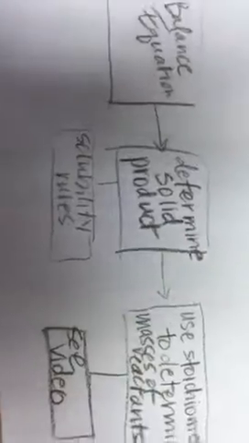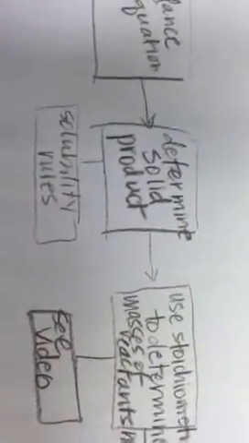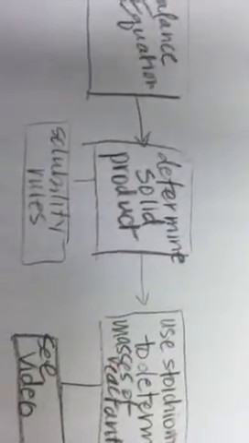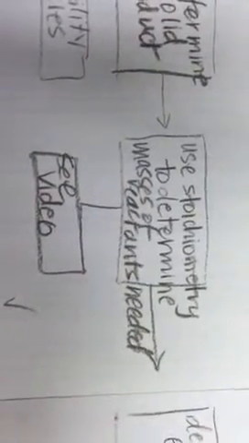And then using the solubility rules, determine the solid product, which is insoluble. Then you will use stoichiometry to determine the masses of the reactants needed. And again, you could do all of your work for all of these right on your flow map.